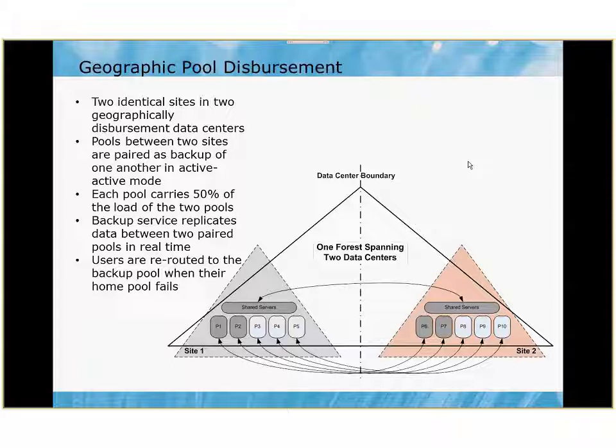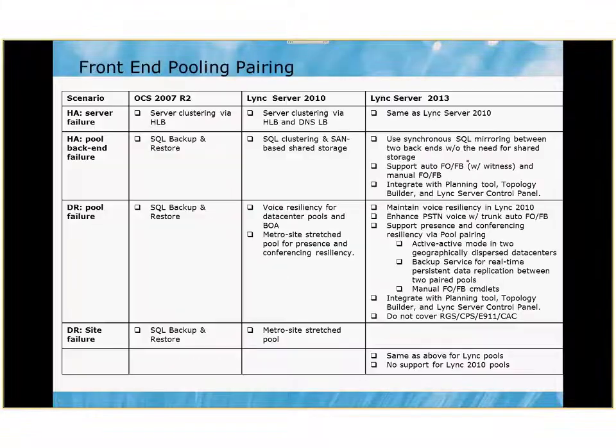So here's sort of an example, again, a look at the front-end pair pooling. So in 10 we had clustering in this case. 7 we definitely had clustering. 10, of course, is where they introduced DNS load balancing. There are 4 roles that you can support DNS load balancing on. So instead of having to have hardware load balancing, a $5,000, $6,000 cost at the minimum, you can use DNS load balancing, which would be a front-end server, an edge server, a director server, and if you built a standalone edition of a mediation server, you could actually have that. 4 roles would be supported for DNS load balancing.